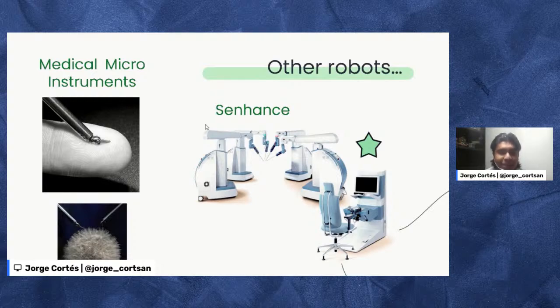Why is it special? Because this robot has the technology of tactile sensation of human tissues. Imagine the tactile sensation of human tissues in the joggings of the robot. It's amazing, this technology.